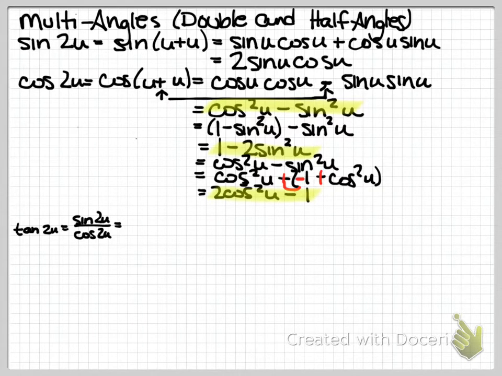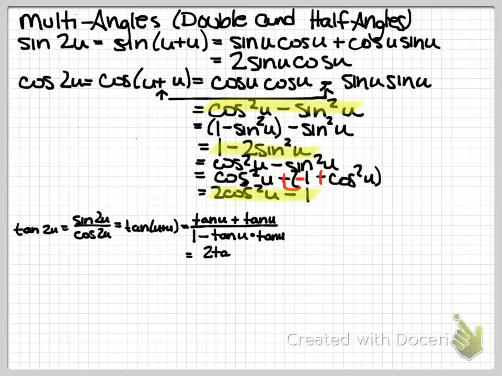Or again, we can apply the tangent of u plus u and use our formula that way, which would make it tan of u plus the tan of u over 1 minus tan u times the tangent of u. Again, simplifying, and that's going to give me 2 tangent of u over 1 minus tangent squared u. Okay.